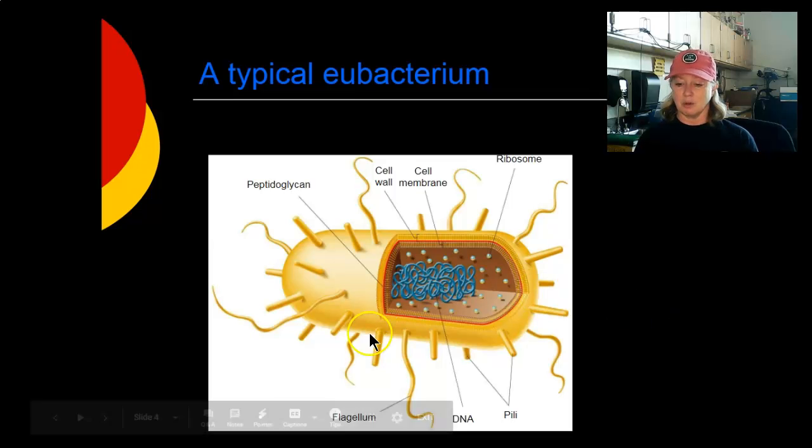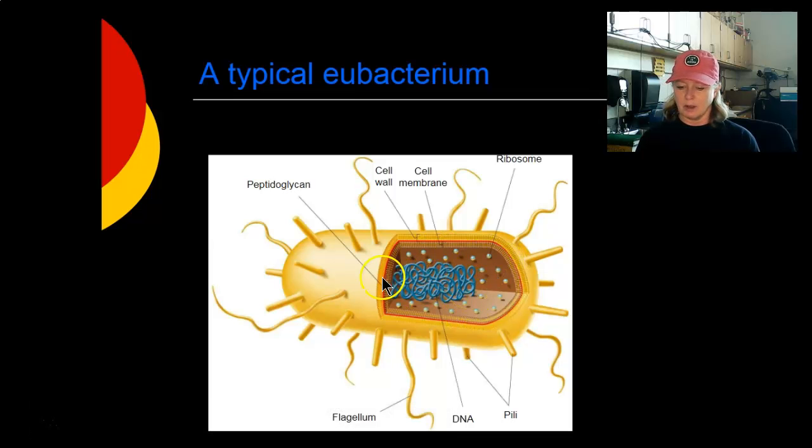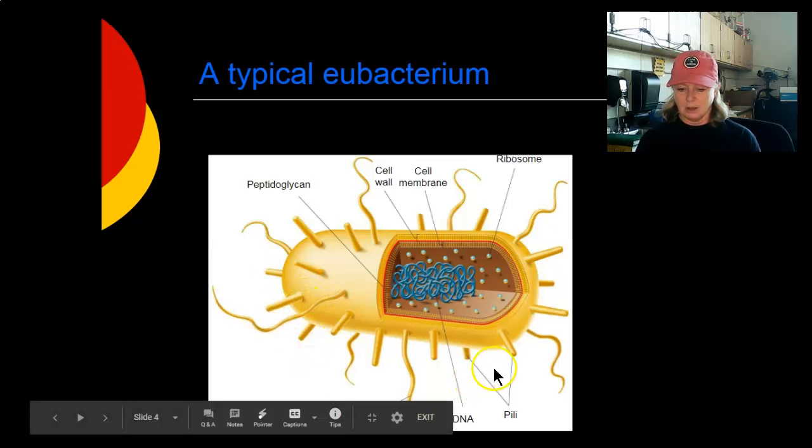Alright, so this is a typical eubacterium. So this is all review, but you have cytoplasm, ribosomes, you've got the DNA, which is the nucleoid. You've got the cell membrane, you've got the cell wall, which I believe is the red line, and then you've got a capsule, which is yellow. I am messing up all over the place today. And then you've got pili and flagella all sticking off of the sides.